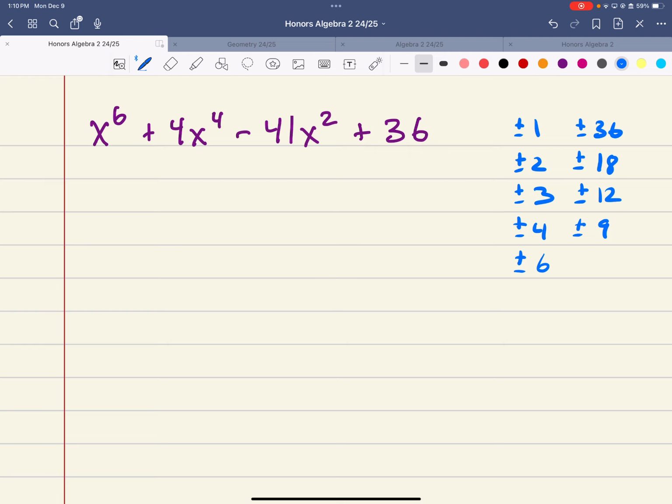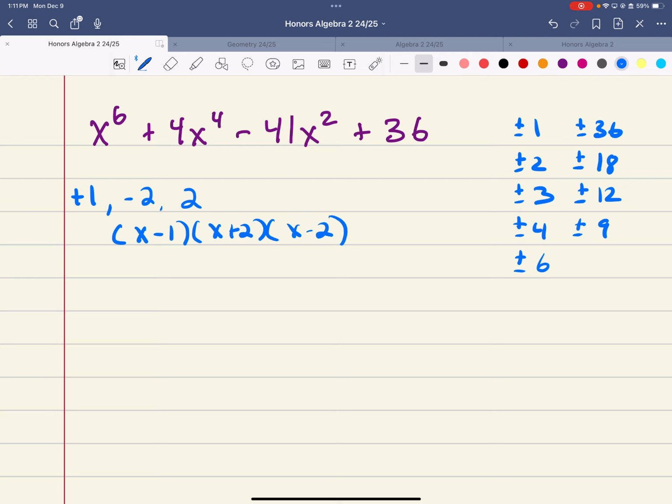Okay, so I think the ones that worked were negative 1. Was it negative 1 or positive 1? So positive 1 worked, negative 2 worked, and 2 worked. So all of them worked. So technically speaking, x minus 1, x plus 2, and x minus 2 are factors. All three of them are factors. However, there's stuff left because this is only x cubed. So how are we going to find the rest of it?